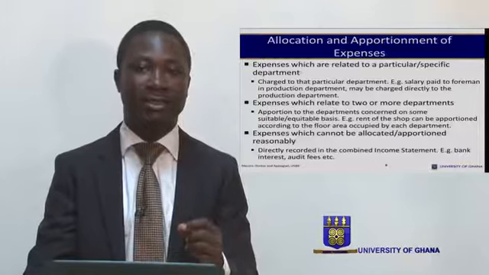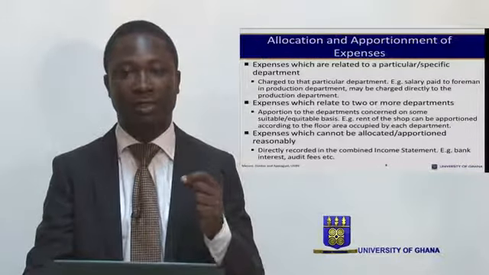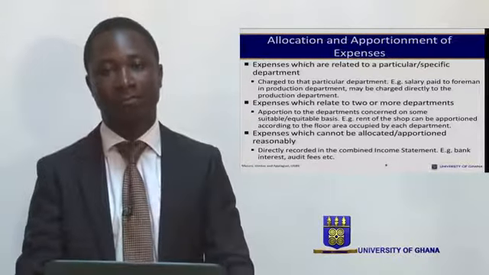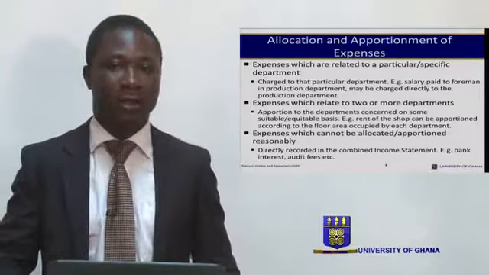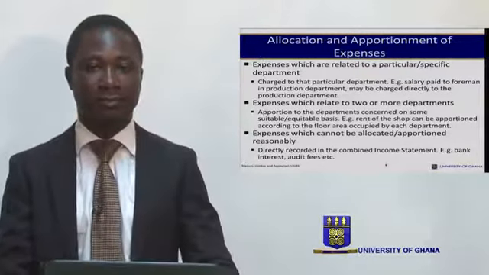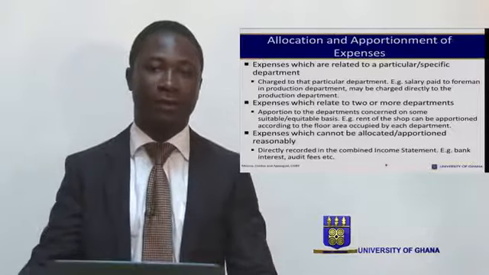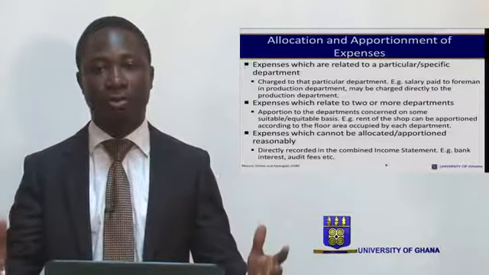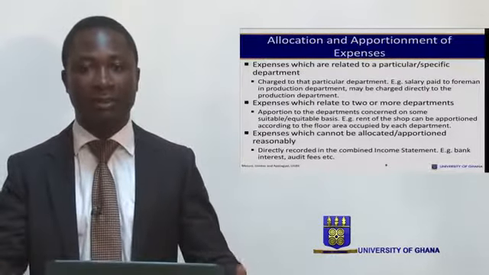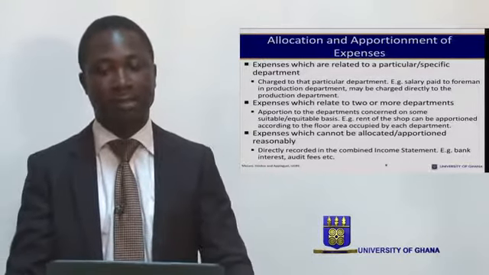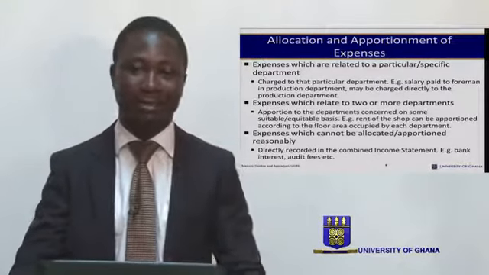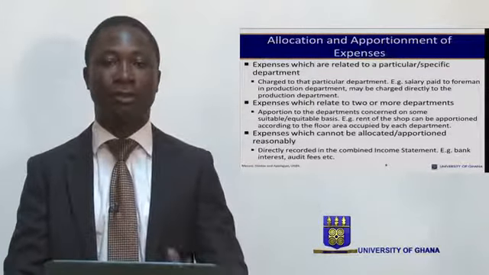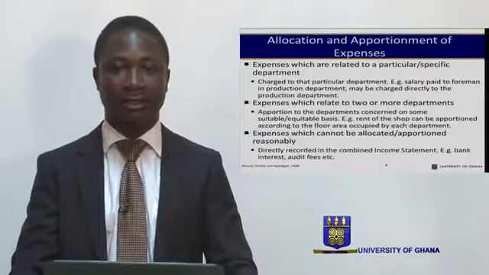So when expenses can be related to a particular or specific department, we allocate all of that expense to that particular department. However, there are some expenses which relate to more than one department. For example, the rent of a shop. Now, if you have a shop and the shop is used to run the business of various departments, then we cannot allocate the entire rent of that particular shop to one department. For that matter, we would learn how to apportion such expenses.